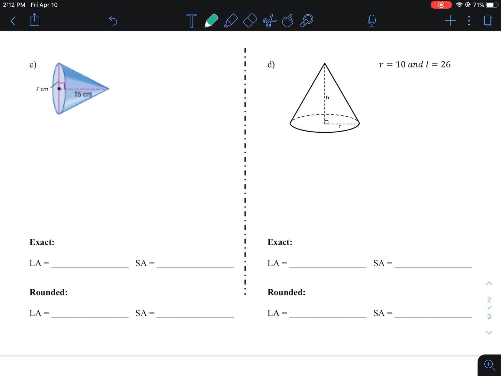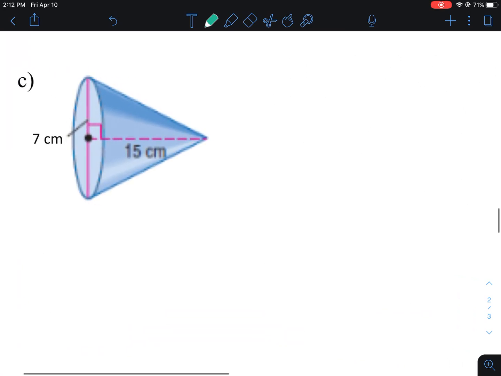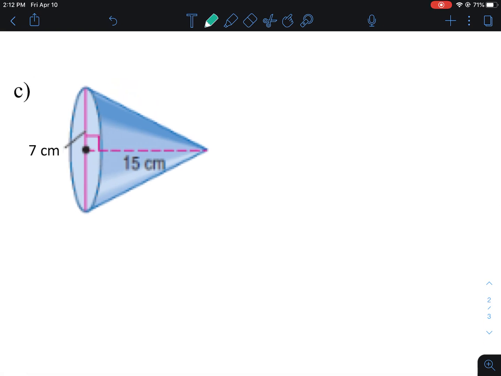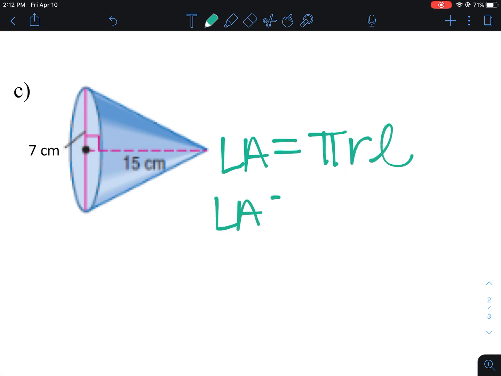Okay, so here we have a cone, and don't be confused about cones on their side or upside down cones or anything like that. All the rules still apply. So for lateral area, we have pi r l, remember. The radius is 7, from here to here. The slant height, again, we don't have. That would be that right there.